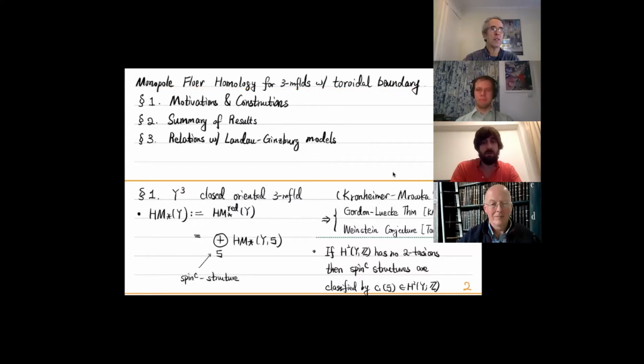This is going to generalize the work of Kronheimer and Mrowka for closed three-manifolds. This talk will be divided into three parts. First of all, I will explain the motivation of this work and sketch the construction.